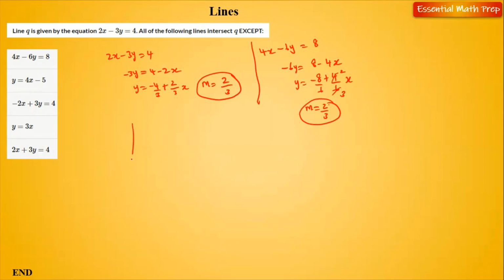So that means what we're saying is 2x minus 3y equals 4 is one of the railway tracks. The other is 4x minus 6y equals 8. These two tracks would never touch each other. So the correct answer is 4x minus 6y equals 8.